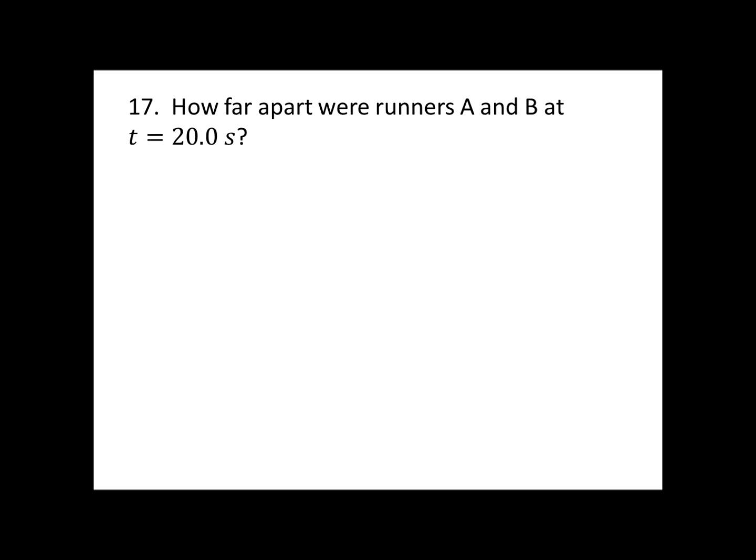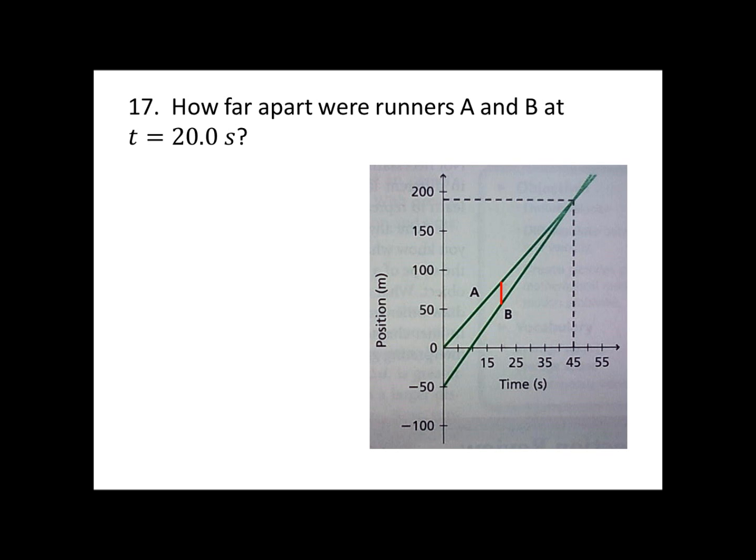Number 17, how far apart were runners A and B at t equals 20 seconds? Now, if we actually look at the graph, what they're asking us to find is this little vertical distance between runner A's line and runner B's line at 20 seconds. So I've put in this red line right here, and that's what they're asking for. How long is that red line? Well, looking at our scale, it goes from about 50 to not into 100 at all, it's approximately 30 meters.